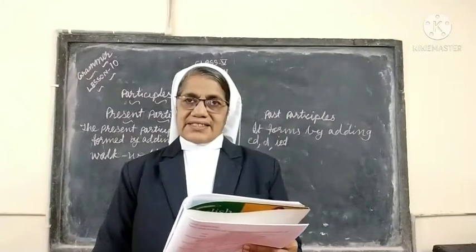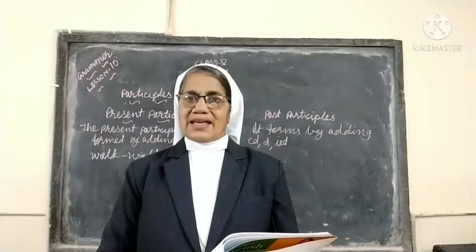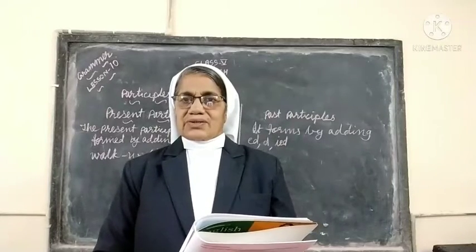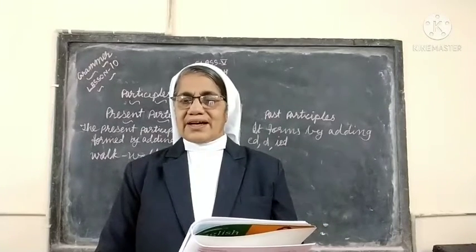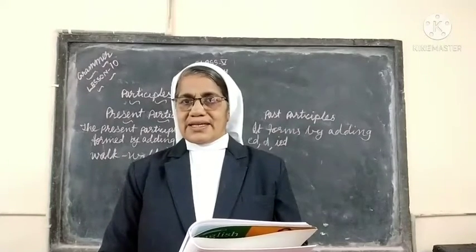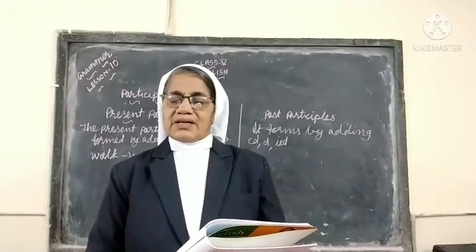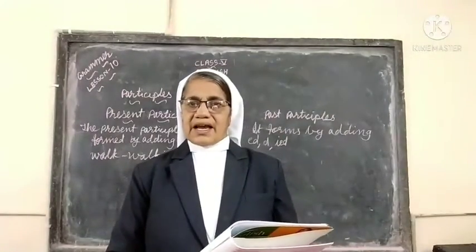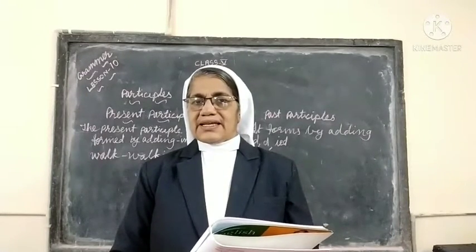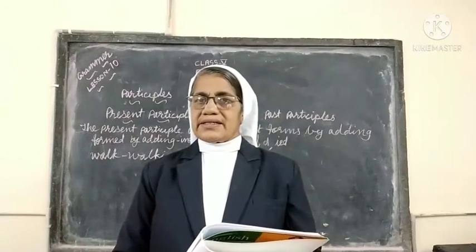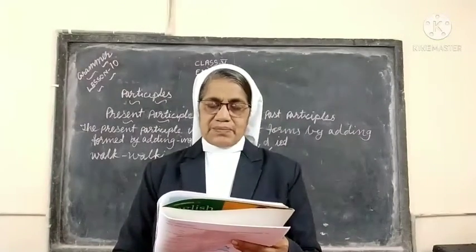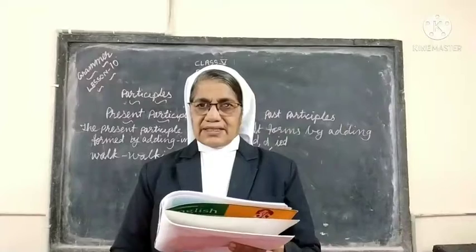And dance, dancing. What is the spelling of dance? D-A-N-C-E. The last letter is E. So you should drop E, the last letter, and add ing. Dance, dancing. D-A-N-C-I-N-G. Next word, drive. D-R-I-V-E. The last letter is E. So you should drop E, then add ing. D-R-I-V-I-N-G. That is driving. That is present participle. And like that, the other words.